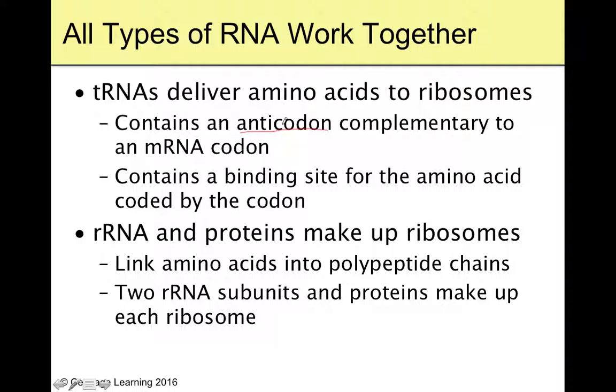They have that anticodon. They also contain a binding site for the amino acid. That was that little stick that you had to poke into a ball in the lab. And that's coded for by the codon. The rRNA, a different type, ribosomal RNA, and proteins, of course, make up ribosomes. And you guys know what ribosomes do already. They make proteins, that's all they do. So they link amino acids into polypeptide chains, which is a wordy way of saying making proteins. And two ribosomal subunits and proteins make up each ribosome.